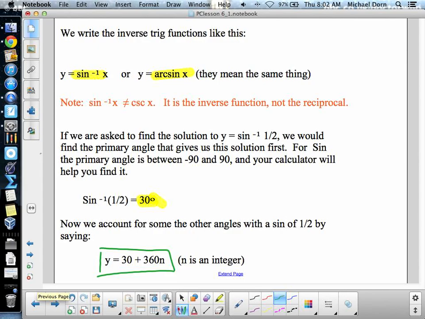Instead of adding 360, we could subtract 360. Negative 330 degrees is the same as positive 30 in that circle definition, right? So that's our solution. That's one of our solutions, or one set of our solutions for sine inverse of 1/2. It's 30 degrees plus 360n, where n is an integer.